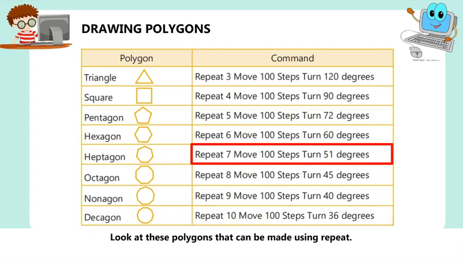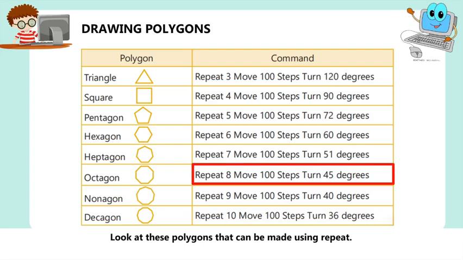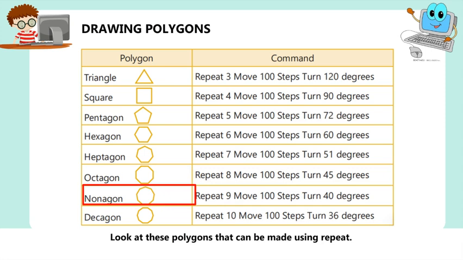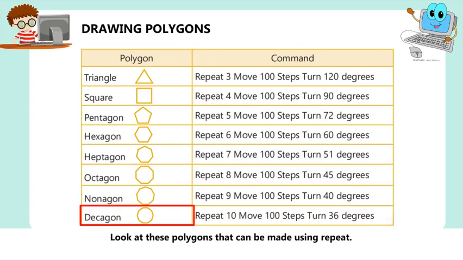Heptagon. Repeat 7 move 100 steps turn 51 degrees. Octagon. Repeat 8 move 100 steps turn 45 degrees. Nonagon. Repeat 9 move 100 steps turn 40 degrees. Decagon. Repeat 10 move 100 steps turn 36 degrees.